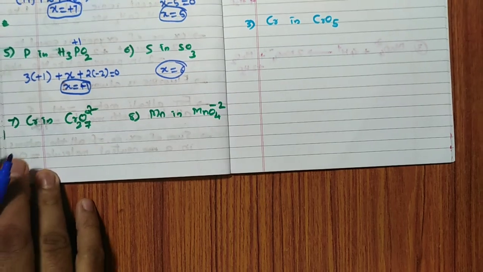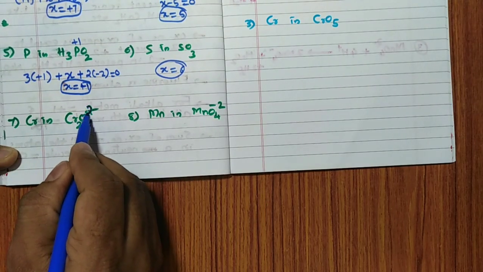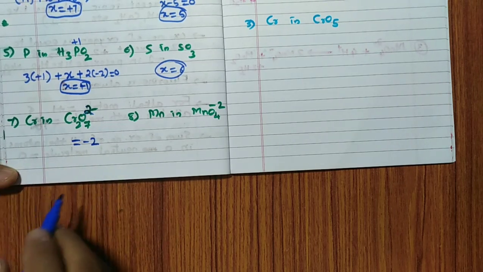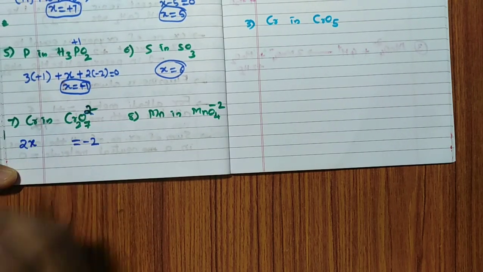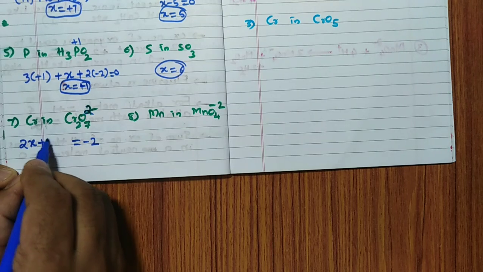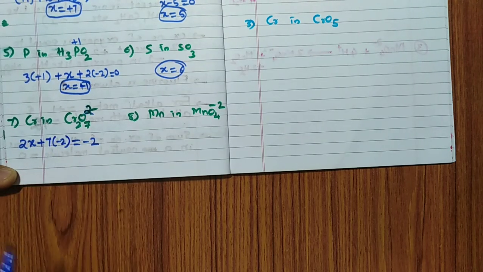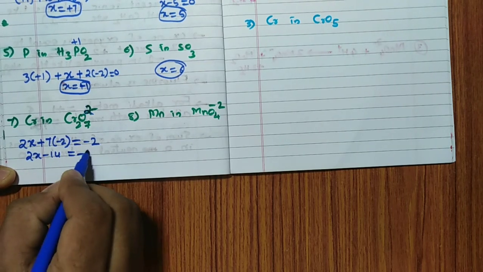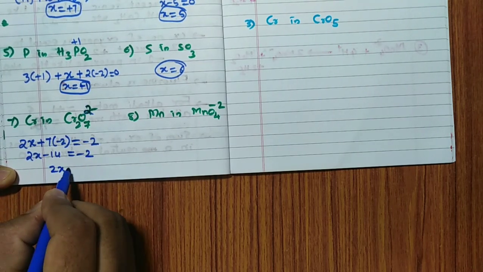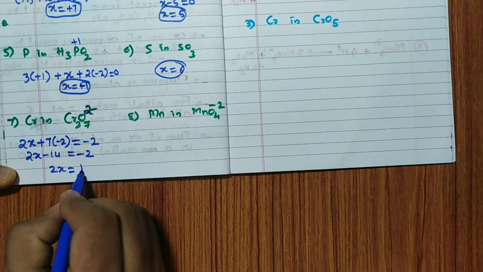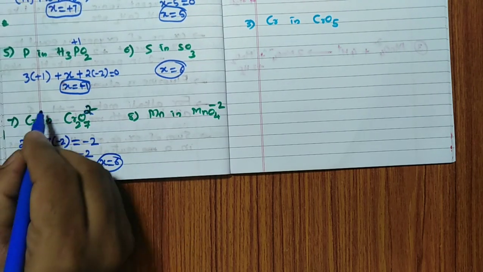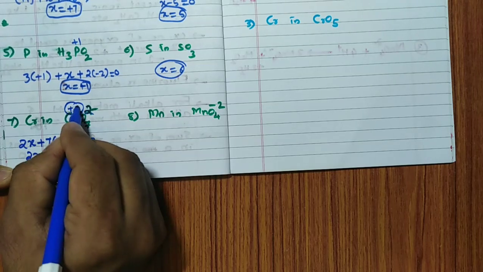Now in this case, when the charge is given, remember, when the charge is given, that is equal to total charge. Minus 2. Cr is 2, I want X. 2X plus 7 into minus 2. Right? So 2X minus 14 is equal to minus 2. So 2X is equal to 12. X is equal to 6. Correct? X is equal to plus 6.